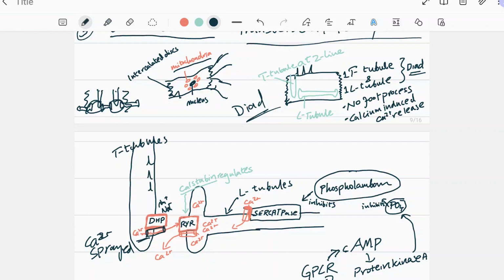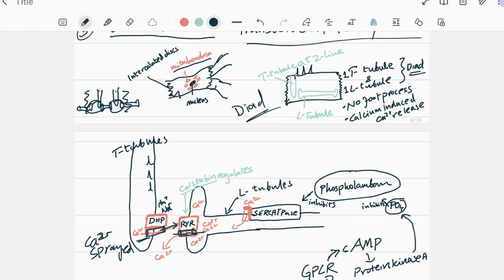So the dihydropyridine is going to open the channel, calcium is going to get sprayed on the ryanodine receptor, RYR. By the way, we call these the dihydropyridine and ryanodine receptors because they are blocked by chemicals called dihydropyridine and ryanodine. Alright, so dihydropyridine releases the calcium, and it will now bind to the ryanodine receptor. This ryanodine receptor is going to open its channel because calcium was sprayed on it, and it's going to release even more calcium, which is stored in these L tubules thanks to the SERCA ATPase pump.